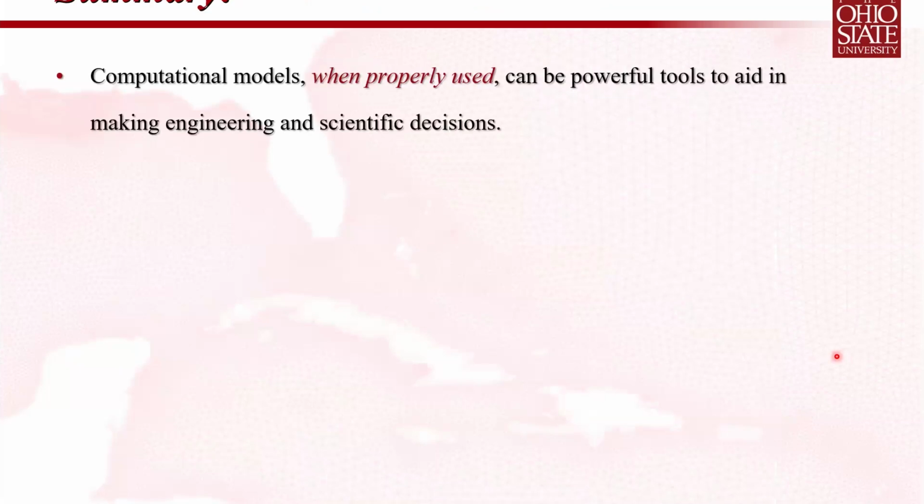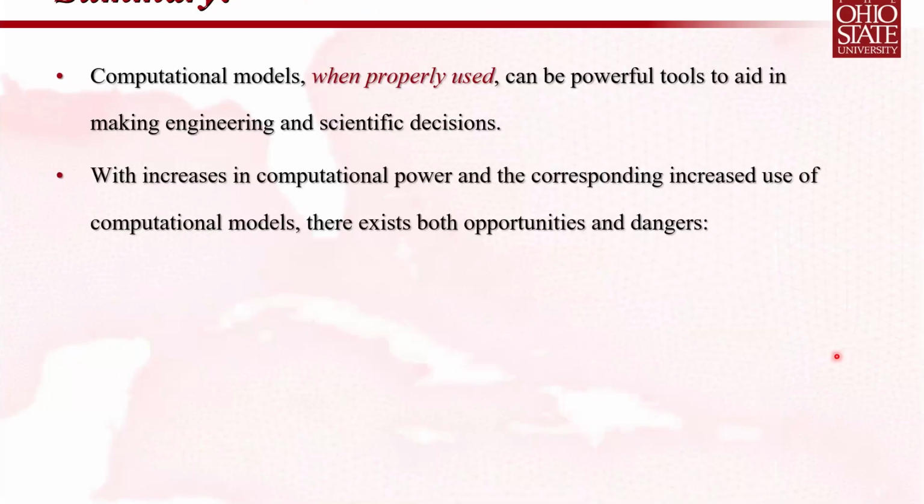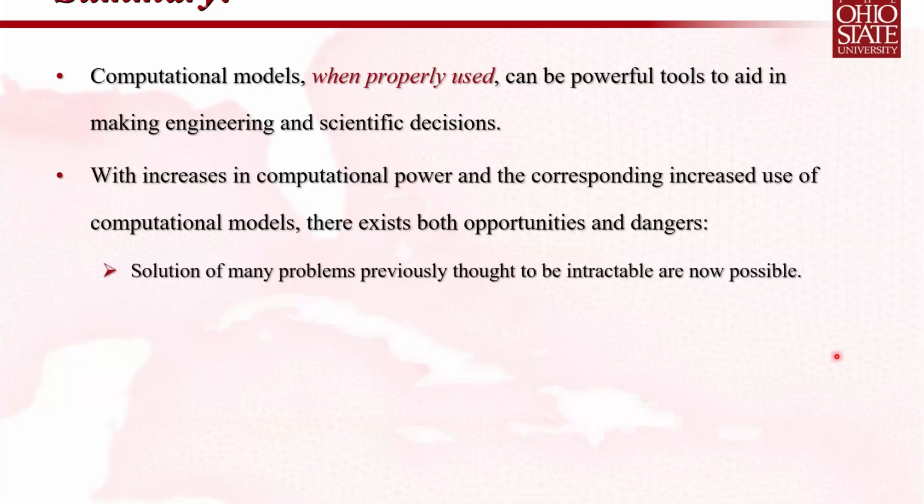So first is that computational models, and I want to highlight here, when properly used, right? We don't want to just use them as black boxes, can be powerful tools to aid in making engineering and scientific decisions. And with increases in computational power and the corresponding increased use of computational models, there exist both opportunities and dangers associated with that. So the opportunity is that solutions to many problems that were previously thought to be intractable are now possible. However, again, as I stress on this first bullet point, we don't want models just to become black boxes.